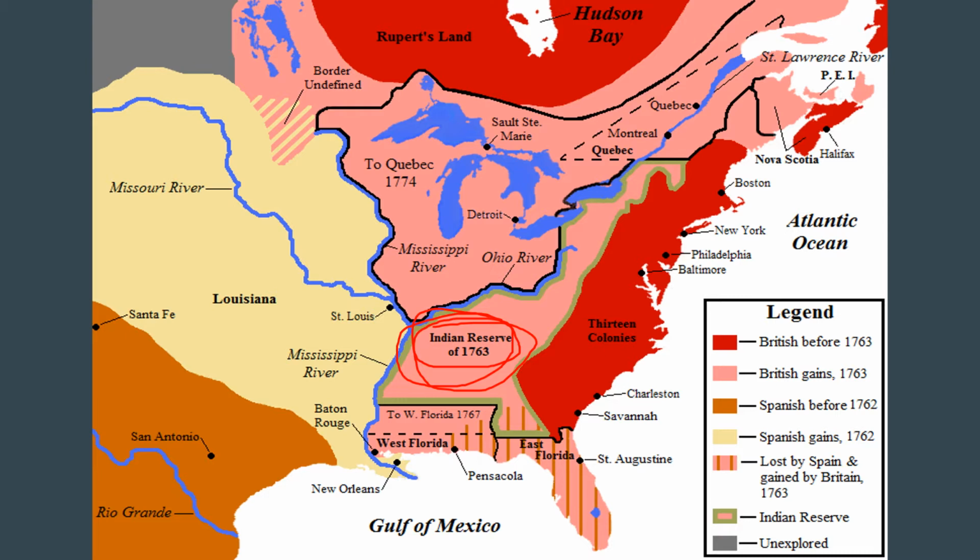But once the United States wins the American Revolution, and thus all of the British land in North America up to Canada, we're going to see that the United States' policy is not to keep a buffer between the colonies and Indigenous communities. It is to take over the land on which those Indigenous communities live.